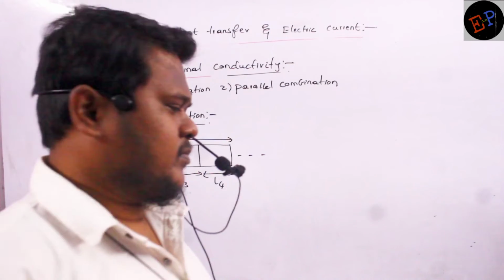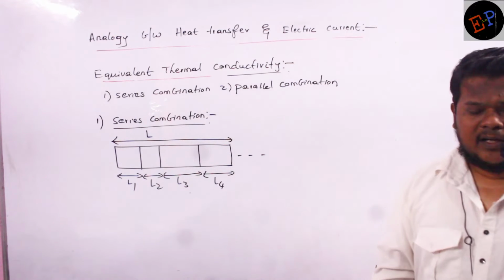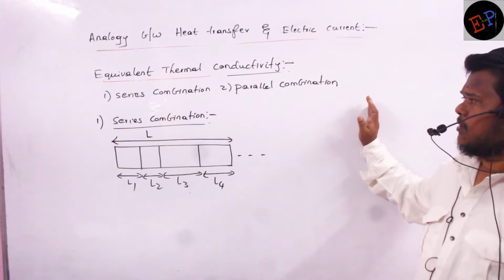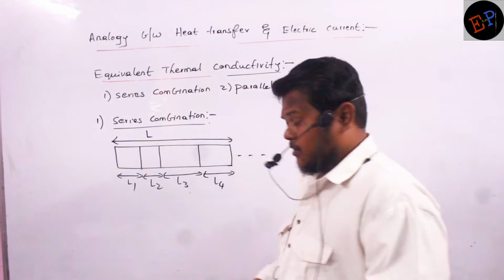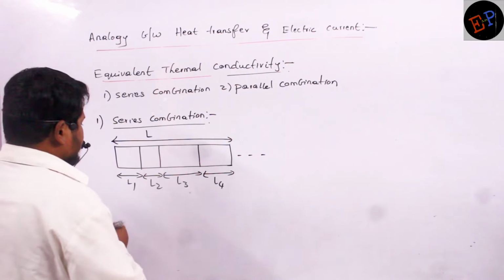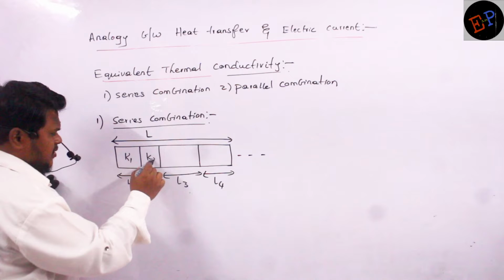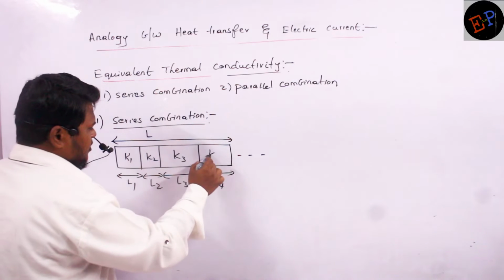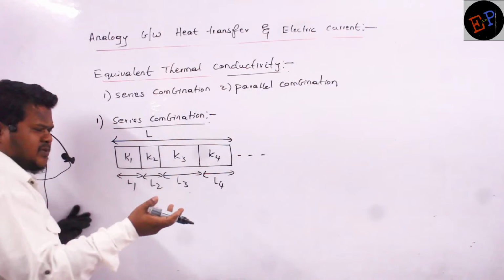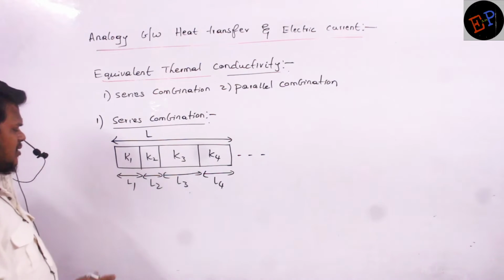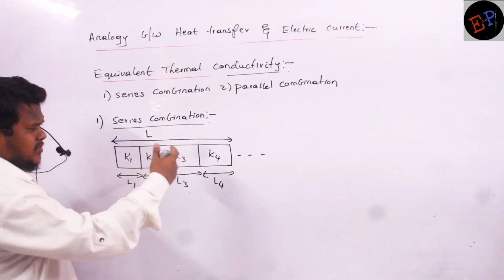We have studied equivalent resistance previously. Now we will calculate the equivalent thermal conductivity of all these rods. Each rod has a different coefficient of thermal conductivity. Let the first be K1, the second rod K2, the third rod K3, and the fourth rod K4. The lengths of these rods may be the same or different: L1, L2, L3, L4, like this. So there are many rods.